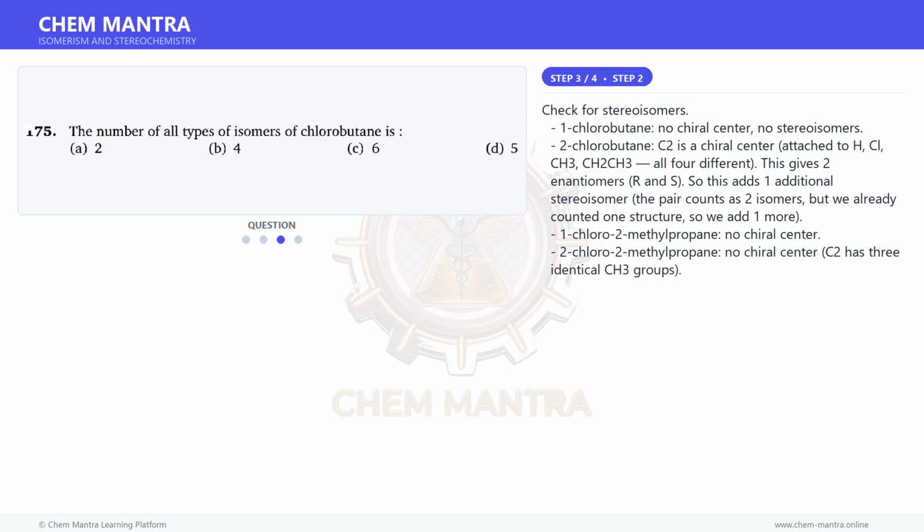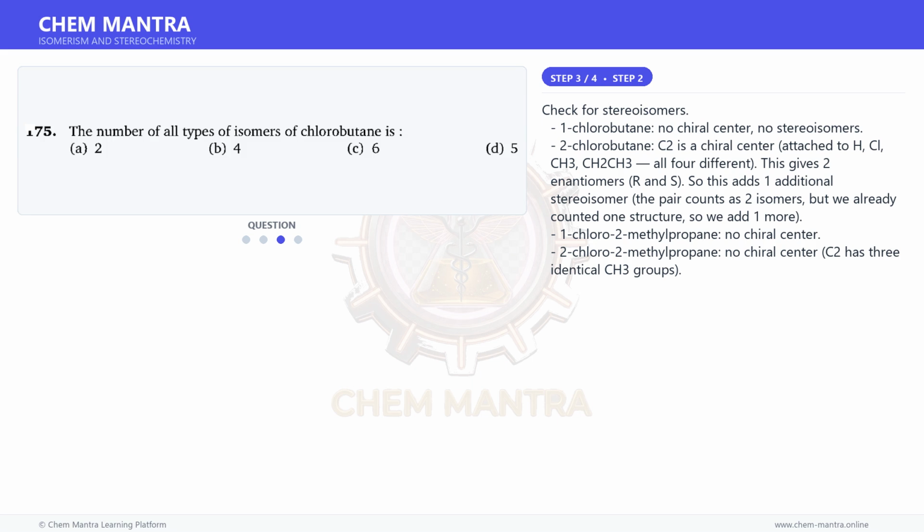Check for stereoisomers. 1-chlorobutane has no chiral center, so no stereoisomers. In 2-chlorobutane, C2 is a chiral center, attached to H, Cl, CH3, and CH2CH3, all 4 different. This gives 2 enantiomers, R and S, so this adds 1 additional stereoisomer. The pair counts as 2 isomers, but we already counted 1 structure, so we add 1 more.